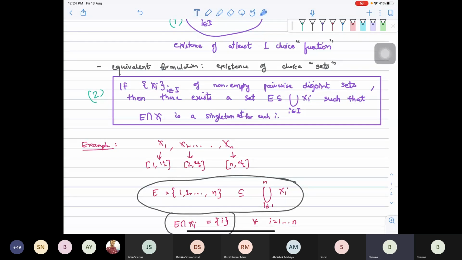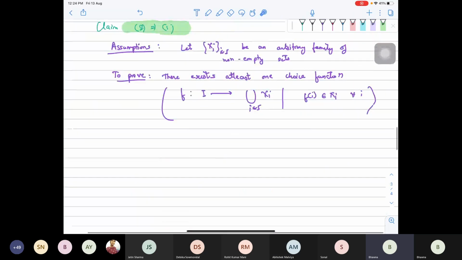But before that, see that in 2 we require non-empty pairwise disjoint sets. We do not have pairwise disjoint sets now. We just have non-empty sets. So there is a problem. We cannot just apply 2. In order to apply 2, I'll make a trick. I am not considering the family Xi now. I will consider the family Yi, defined to be tuples (x_i, i) such that x_i is in capital Xi.